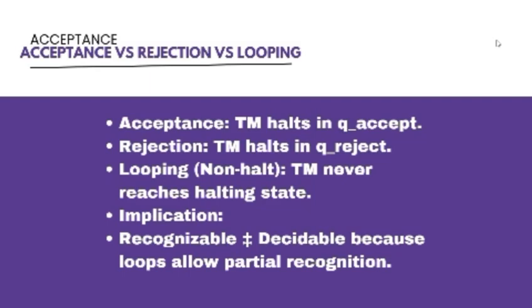There are three possible outcomes of a Turing machine. First, it can accept the string by halting in the accept state. Second, it can reject the string by halting in the reject state. And the third, it might run forever without stopping. This is called looping. In looping, the machine does not accept or reject, it just continues.